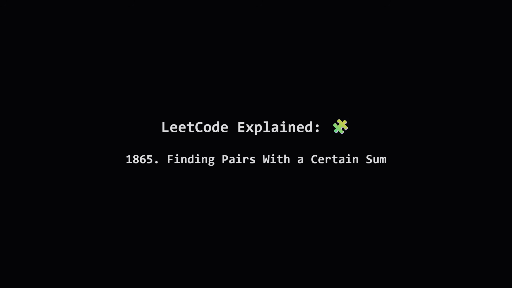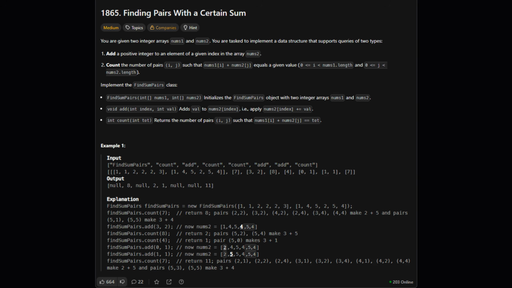Hey everyone, and welcome. Today we're tackling a really interesting data structure design problem from Leetcode, finding pairs with a certain sum. The goal is to build a system that's fast at both updating numbers and counting pairs. Let's break it down. So here's the core task.